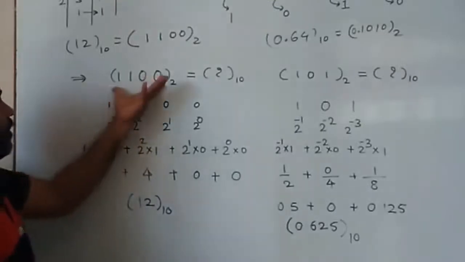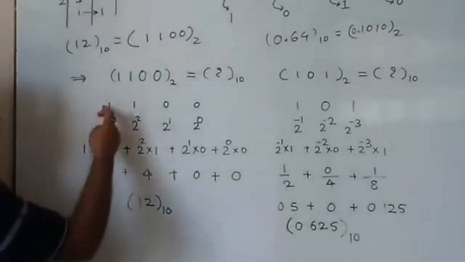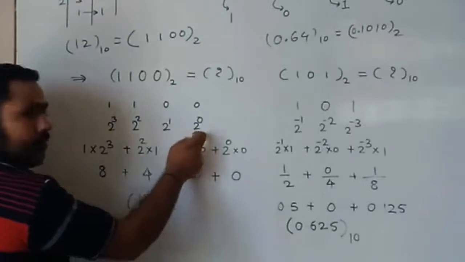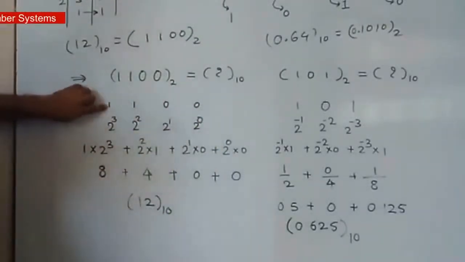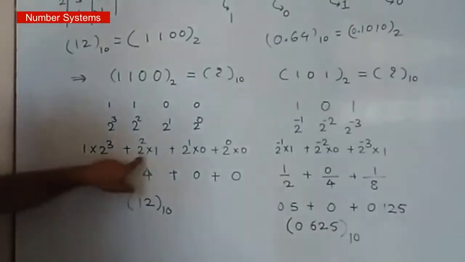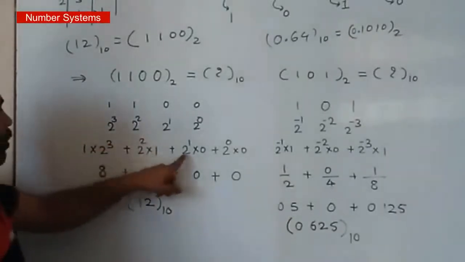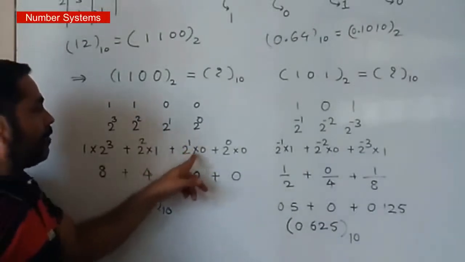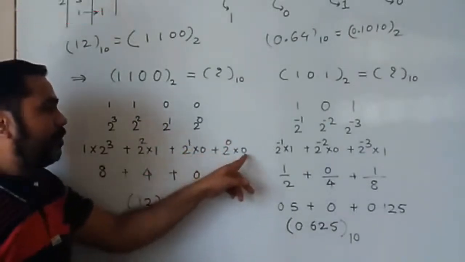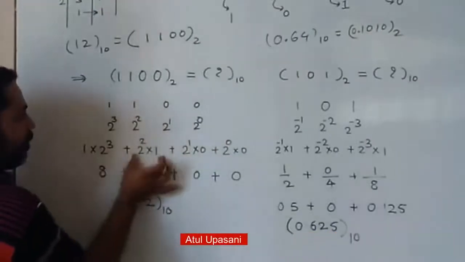So for converting this binary number, we have to multiply these unit places with the binary bits. As 2 raised to power 3 multiplied by 1, then 2 raised to power 2 multiplied by 1, 2 raised to power 1 multiplied by 0, 2 raised to power 0 multiplied by 0. Then these products have to be added.